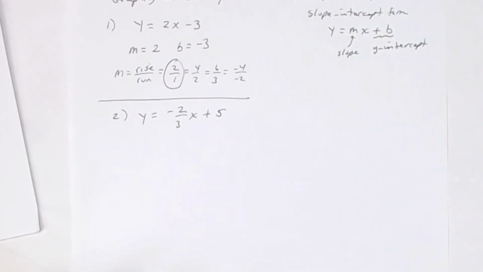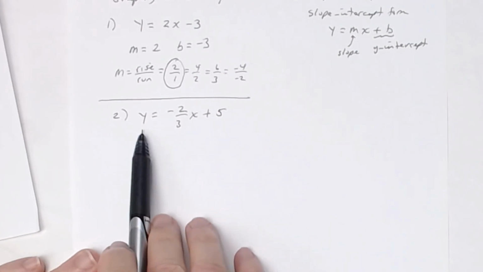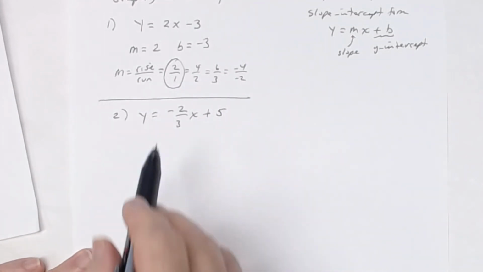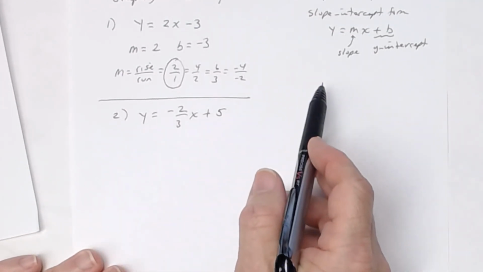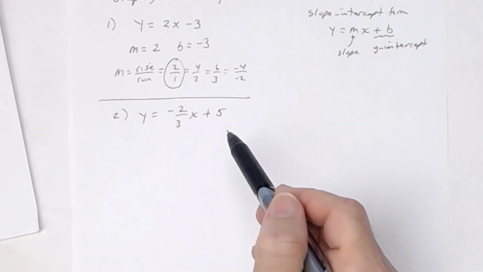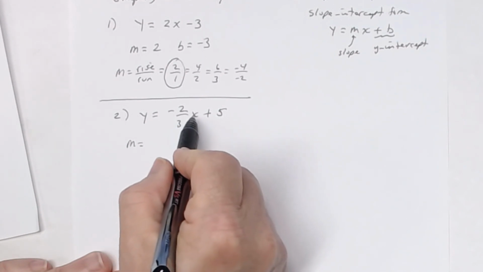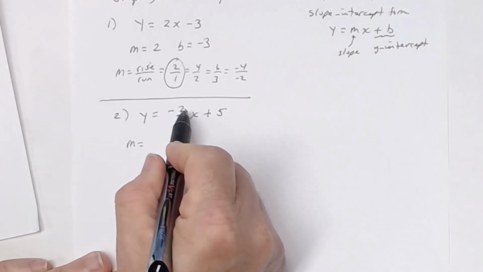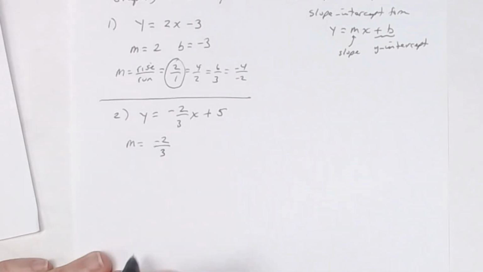All right, let's suppose we had this one now. y equals negative 2/3 x plus 5. So notice it is written in slope-intercept form. So since it's written in slope-intercept form, I can go ahead and graph this line just by using the slope and the y-intercept. So the slope of this line is going to be the coefficient of x. So the slope is negative 2/3. So negative 2 divided by 3.